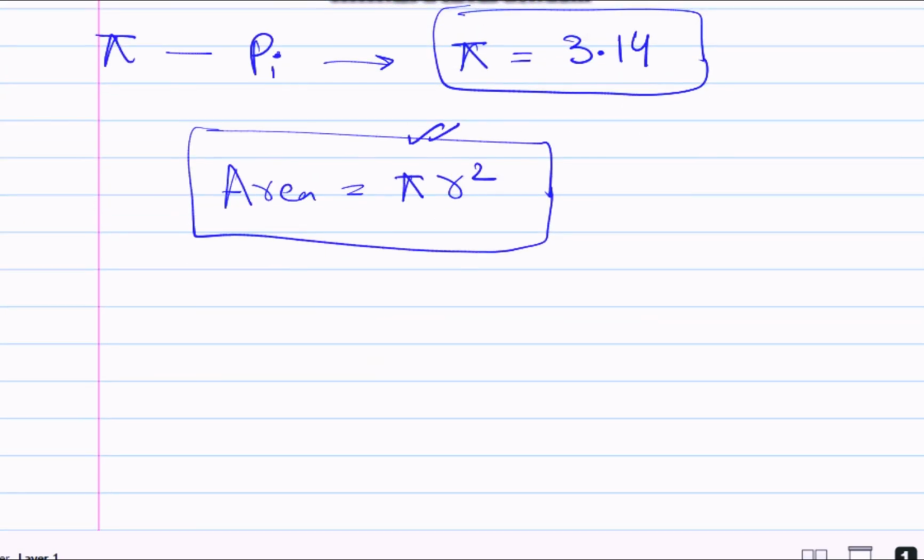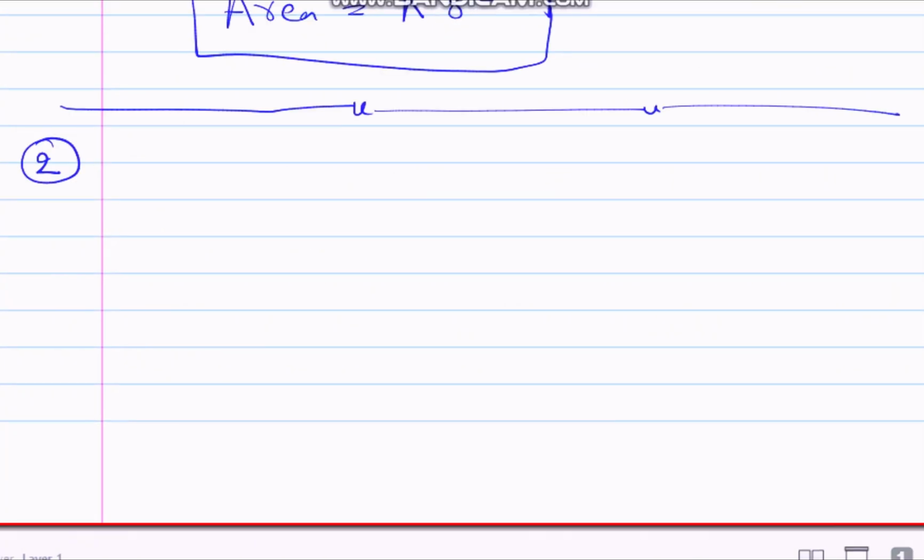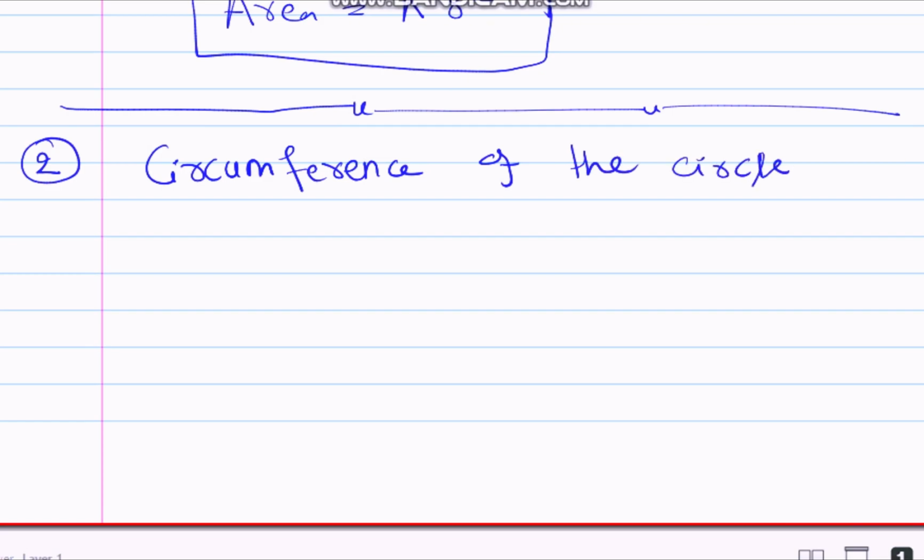Now we are going to the circumference. It is very important. Circumference of the circle. We will check this formula and study what the circumference of the circle is. This is very important again. Now it is a very important concept. Let me bring the formal definition.